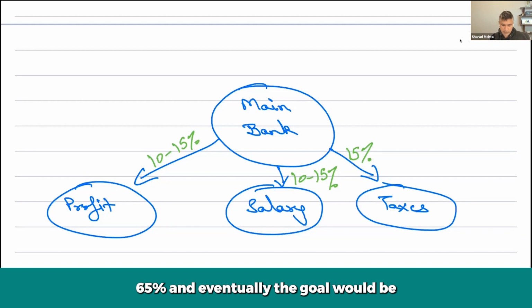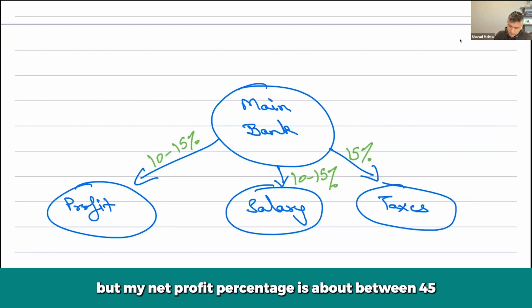And eventually the goal would be to keep squeezing that number from 65% down to maybe 50 to 55%. Based on what I'm doing in my business, I'm not paying myself a salary right now, but my net profit percentage is between 45 to 50% of the gross revenue that we have.